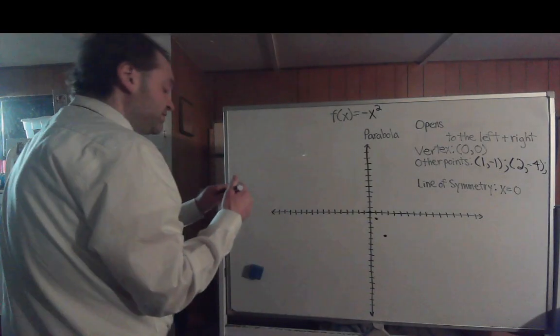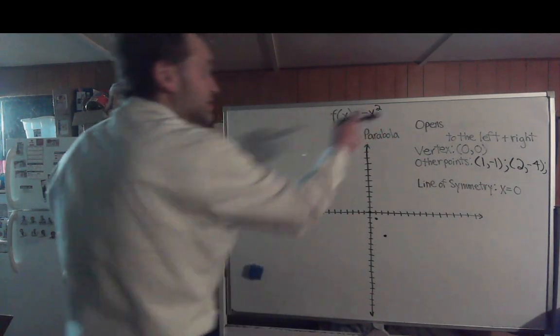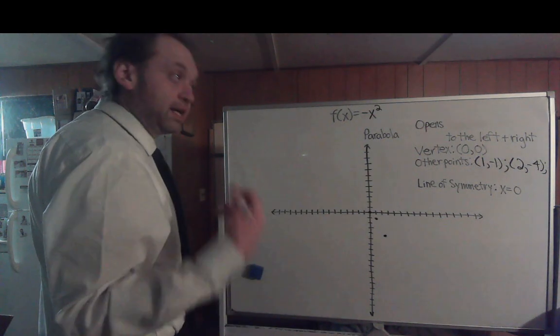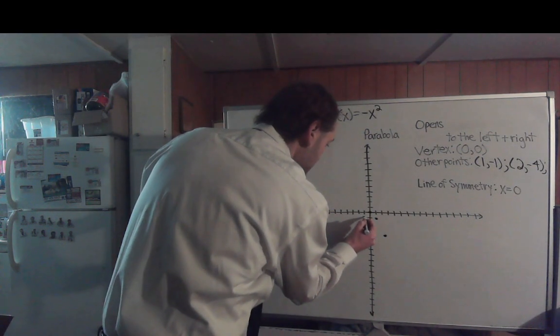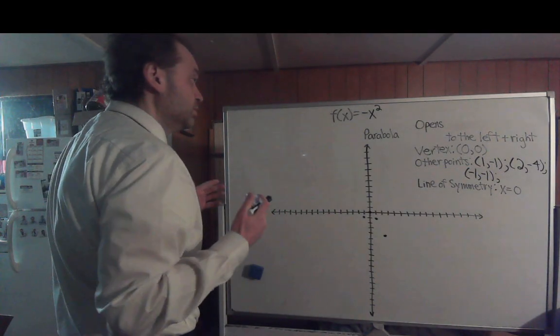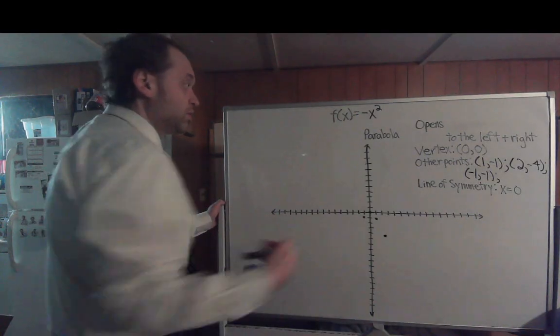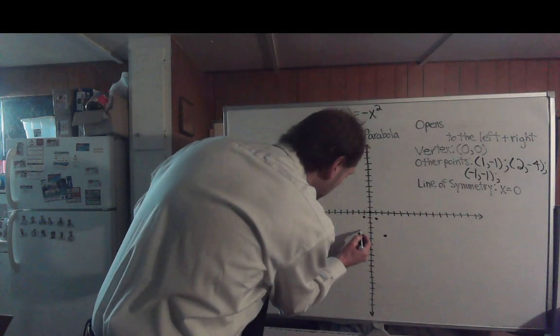Now let's go to the left of this line of symmetry. What if I put in x equals negative 1? Negative 1 to the second power is going to be positive 1, but you have the negative sign in front of that. It'll put the y at negative 1. So we'll have negative 1, negative 1. Then if I take x equal to negative 2, negative 2 to the second power is 4, but you got the negative sign in front of that. That would put you at negative 4 for your y coordinate. So you'll have the point negative 2, negative 4.